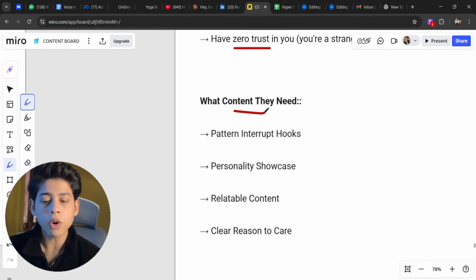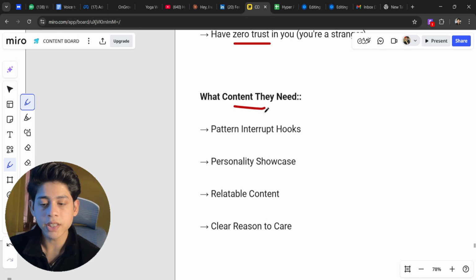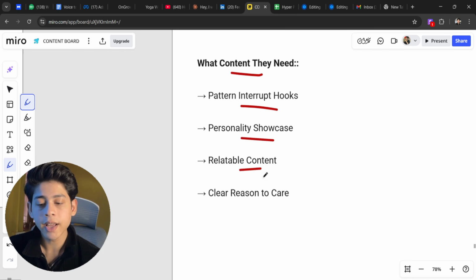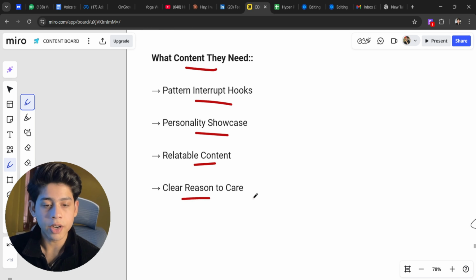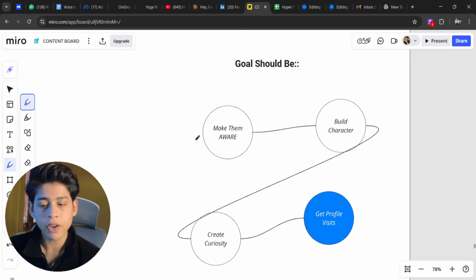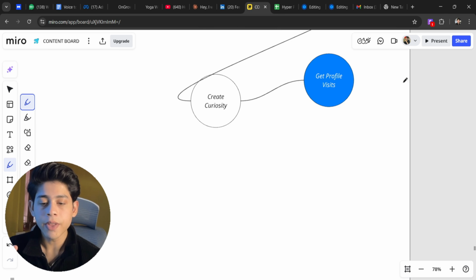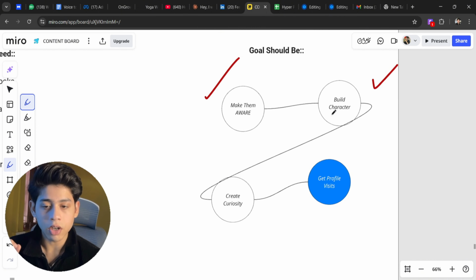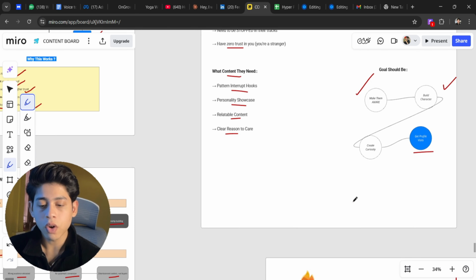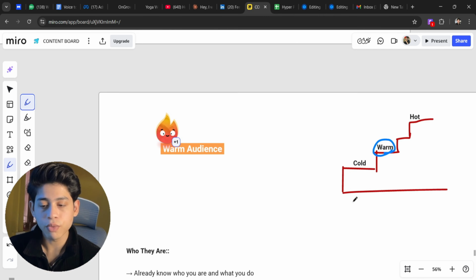So what content you actually need to create to attract that cold audience is pattern interrupt hooks, personality showcase, relatable content, and a clear reason-to-care content, right? So the goal for this cold audience should be to make them aware of their problem, build your character, create curiosity, and the end goal should be for this cold audience to get more profile visits, right?